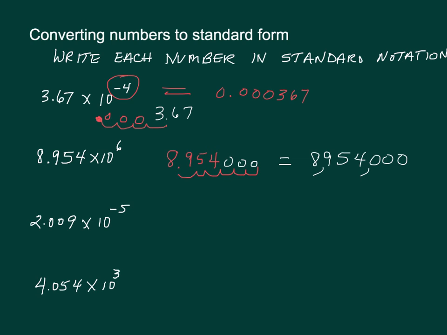Okay, now 2.09 times 10 to the negative 5th. Well, we have 009.